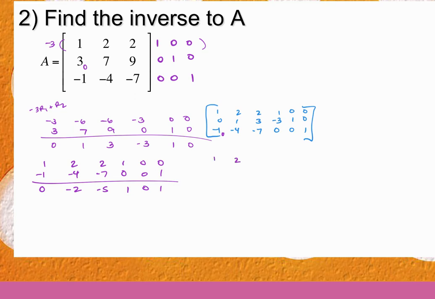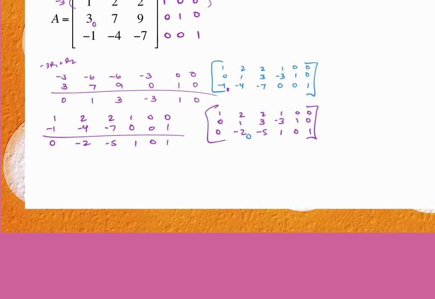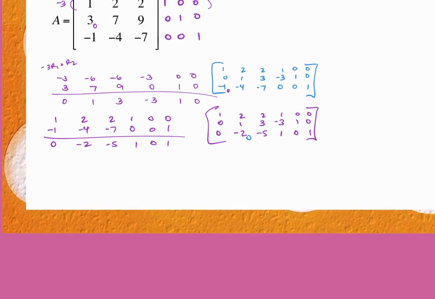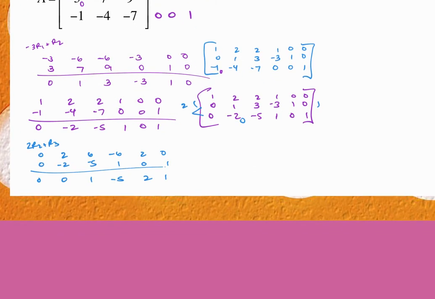Okay, so this is 1, 2, 2, 1, 0, 0, 0, 1, 3, -3, 1, 0, and then 0, -2, -5, 1, 0, 1. So then I need a 0 where the -2 is, but I can't lose the 0 on the front, so I can't use row 1. You have to use row 2 and row 3. So I can do 2 row 2 plus row 3. 0, 2, 6, -6, 2, 0, 0, -2, -5, 1, 0, 1. 0, 0, 1, -5, 2, 1. And that takes the place of row 3.